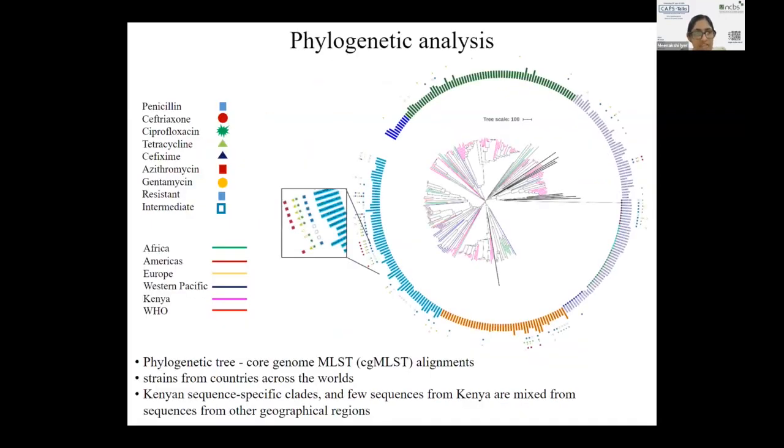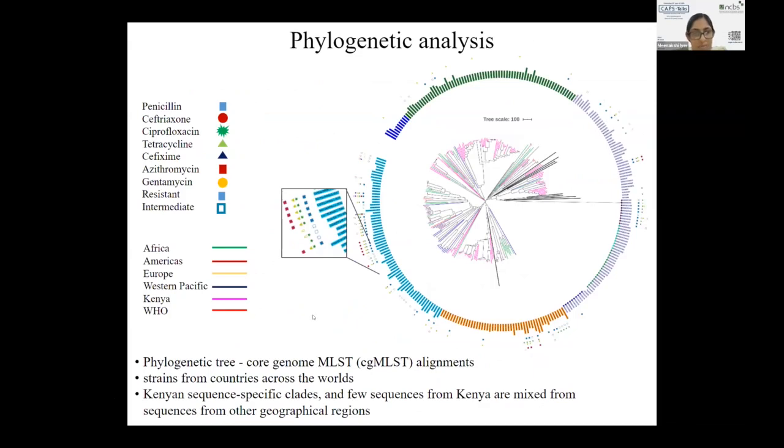And then we had also carried out phylogenetic analysis. In the phylogenetic analysis, we used core genome alignment. We used all the core genomic regions, concatenated all these sequences and then carried out an alignment. In this alignment, we had also added strains from countries across the world, such as from different WHO regions and different WHO reference strains.